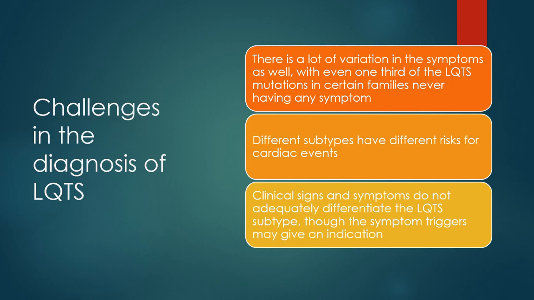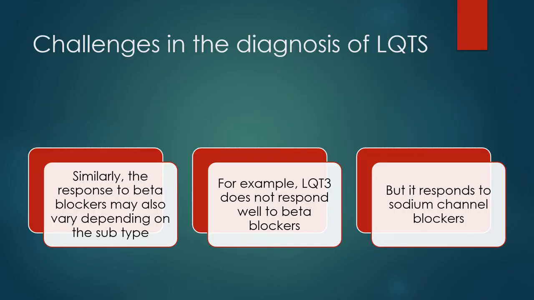Different subtypes have different risks for cardiac events, and clinical signs and symptoms do not adequately differentiate the LQTS subtype, though the symptom triggers may have an indication. Similarly, the response to beta blockers may also vary depending on the subtype. For example, LQT3 does not respond well to beta blockers, but it responds to sodium channel blockers.